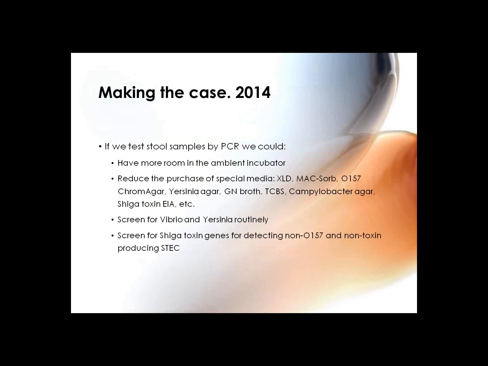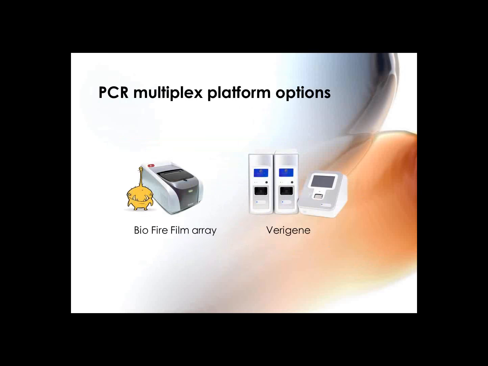Also, we are able to screen for Shiga toxin genes, instead of only the surface antigen and the production of toxin. This test is able to detect the genes, and we are also able to look for non-O157 and non-toxin producing Shiga toxin producing E. coli. These were the 2 platforms that we went through when we were trying to make our case.